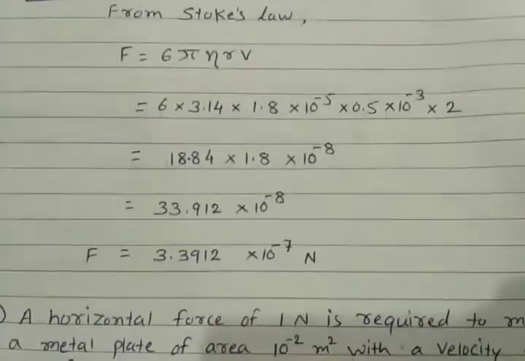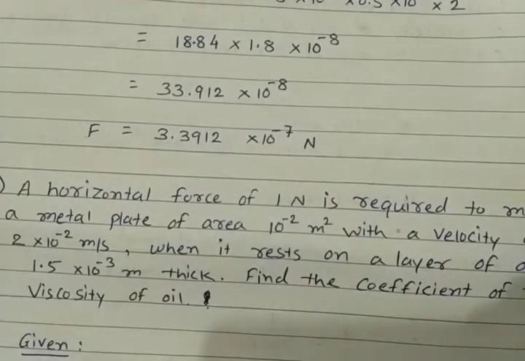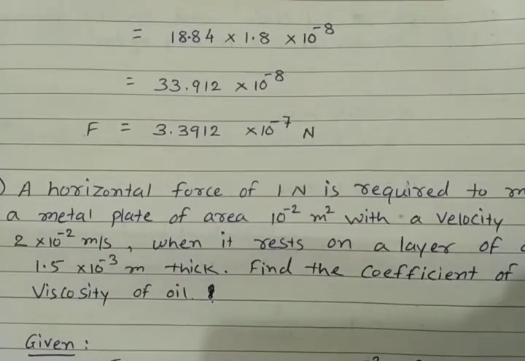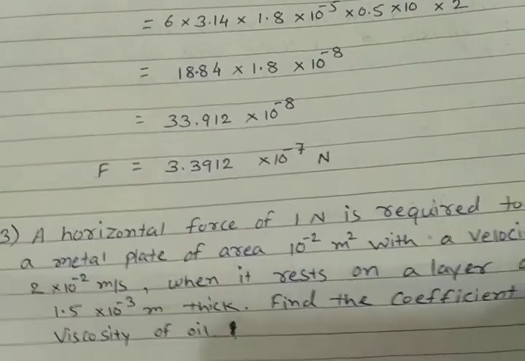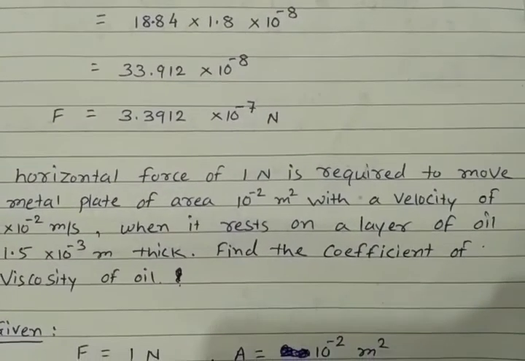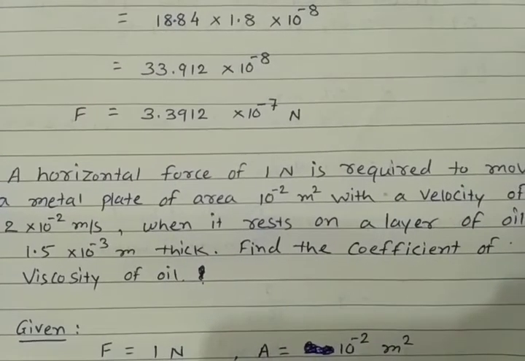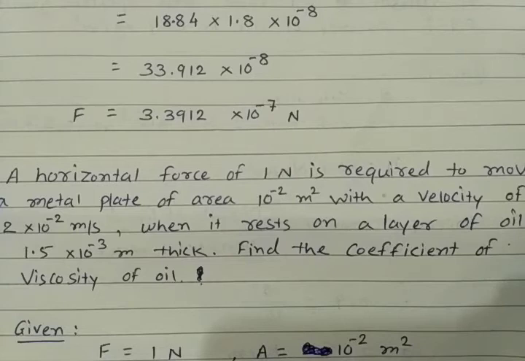Now the 13th numerical. A horizontal force of 1 Newton is required to move a metal plate of area 10 raised to minus 2 meter square with a velocity of 2 into 10 raised to minus 2 meter per second, when it rests on a layer of oil 1.5 into 10 raised to minus 3 meter thick. Find the coefficient of viscosity of oil. So this is the 13th numerical.